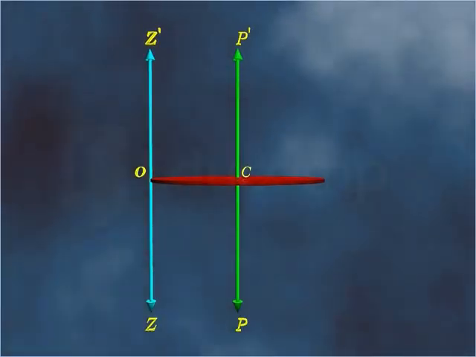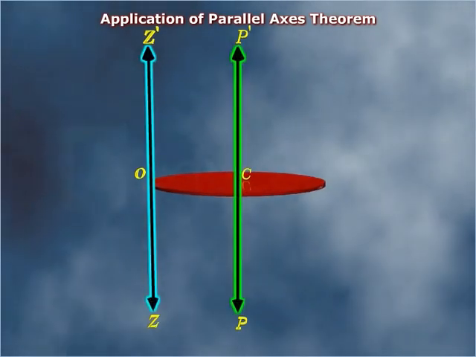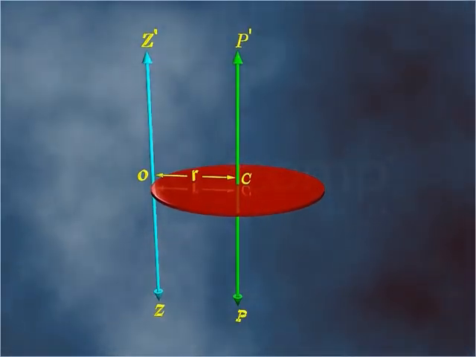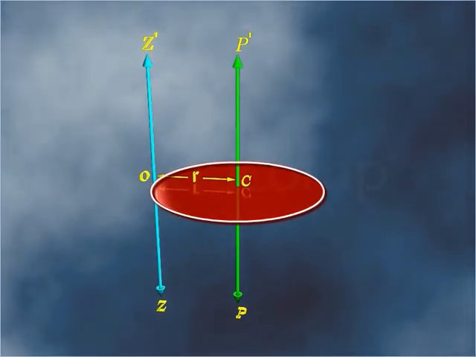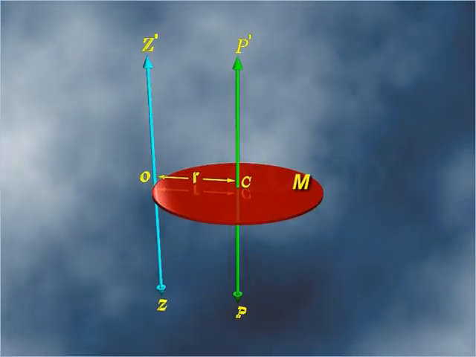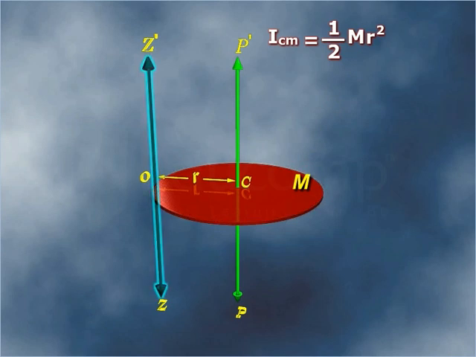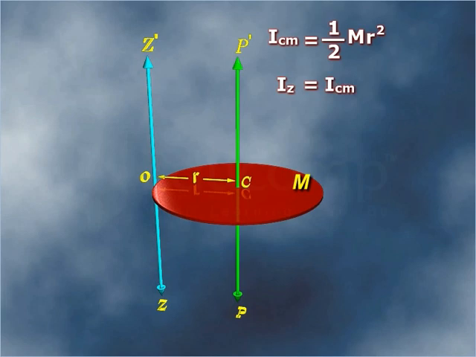Let us now understand the application of the parallel axis theorem to find the moment of inertia of any object. For this, consider a disk of mass m and radius r whose moment of inertia about the center of mass is half mr square. However, the moment of inertia of the disk along the selected axis can be represented as Iz equal to Icm plus md square.